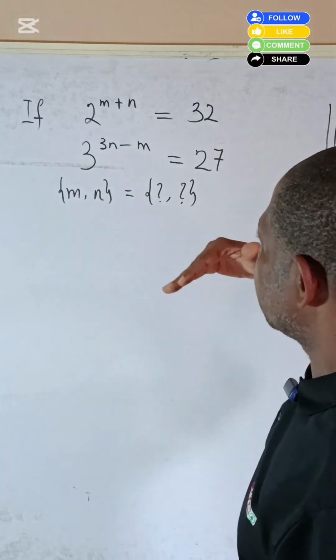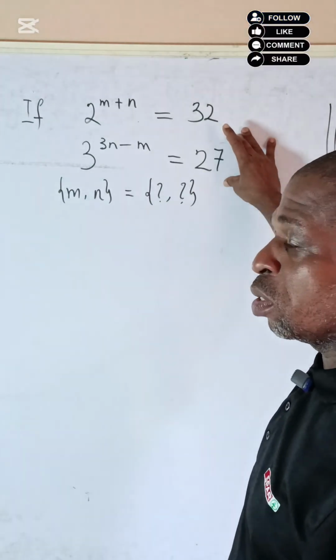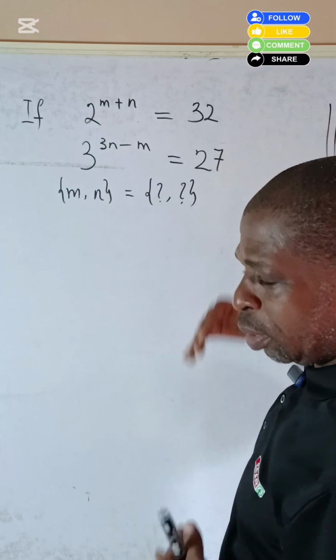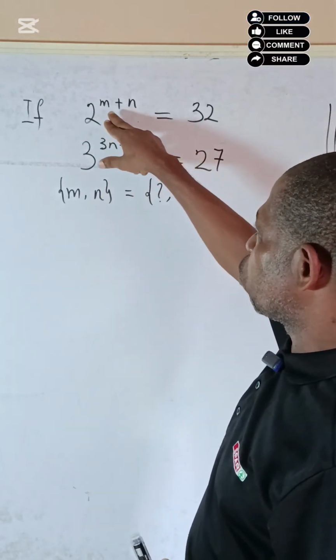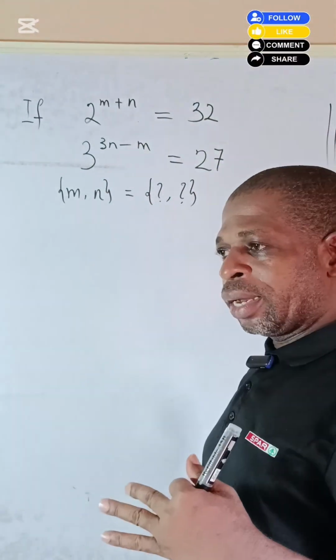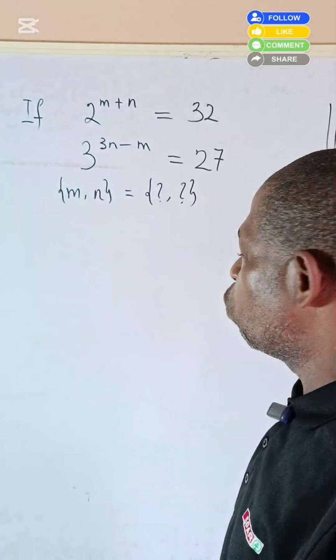First, we have to recognize that these two equations are exponential equations, yet we have to solve them simultaneously to get the answers for m and n. Of course, you should know that whenever you have two unknowns in an equation, you can never get the values of the unknowns except you have another equation that has those two variables.